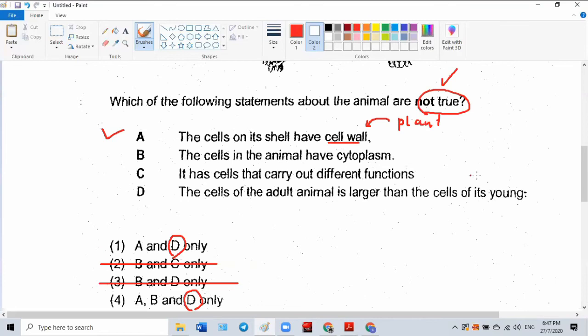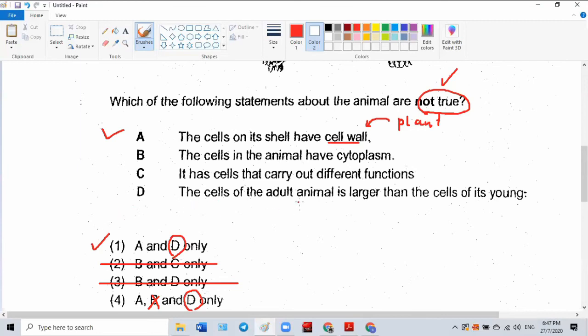Okay, look at B: the cells have cytoplasm. Animal cells have cytoplasm. Yes, so it's true. Can I pick B? I'm looking for not true, so no. That's why anything with B is wrong. It's not that B is wrong. The B statement is correct, but this question is looking for not true. Do you understand? So the answer will only be 1. That means D is guaranteed not true, yes or no? Yes.